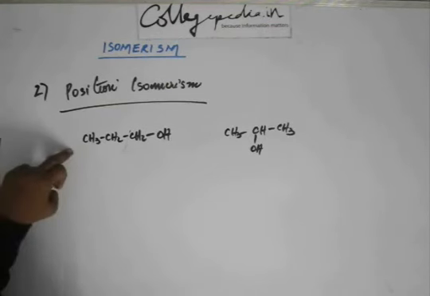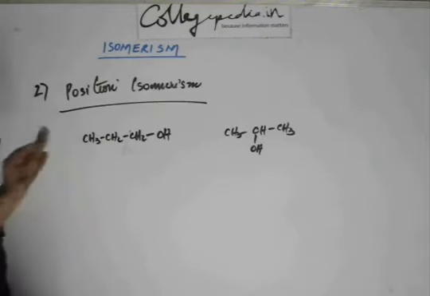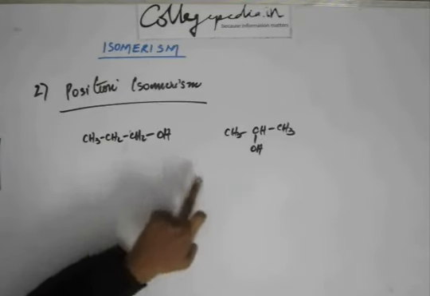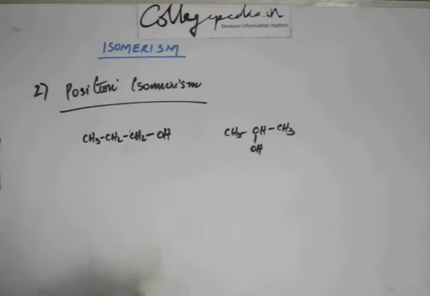Now, once we have checked that they have the same molecular formula, then let's see whether they have same functional group. Yes, they do have same functional group, and the position of that functional group is changing. So that is positional isomerism. They exhibit positional isomerism and they are positional isomers.